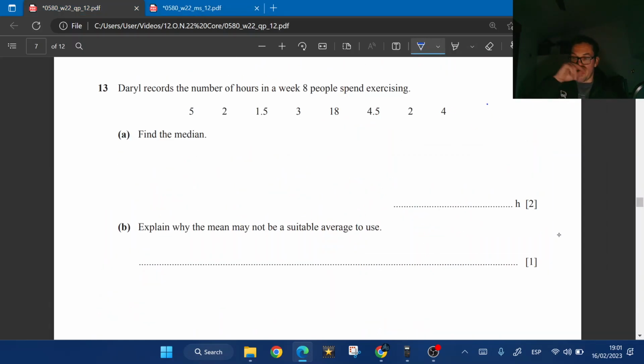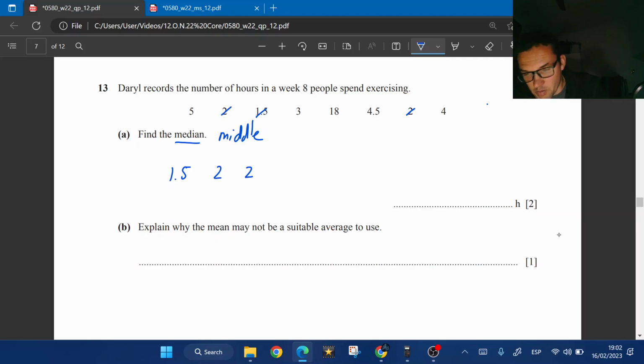Right, number of hours people exercise. To find the median, of course, is the middle. Before we can find the middle, we need to arrange them in order. So let's do that. What's the smallest value there? 1.5, the lazy guy. Then let's cross them out as we go along. Then there's 2 people that exercise 2 hours a week.